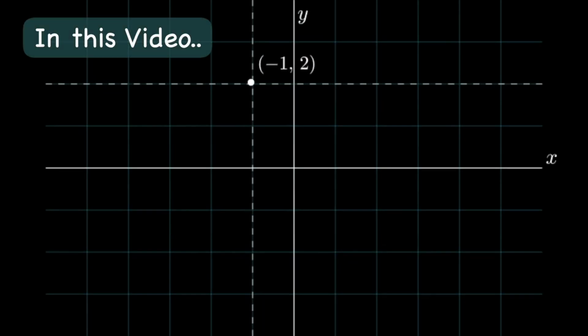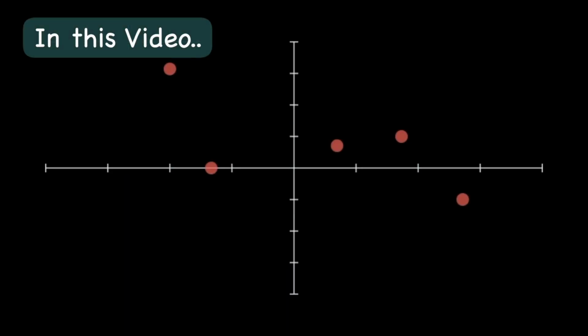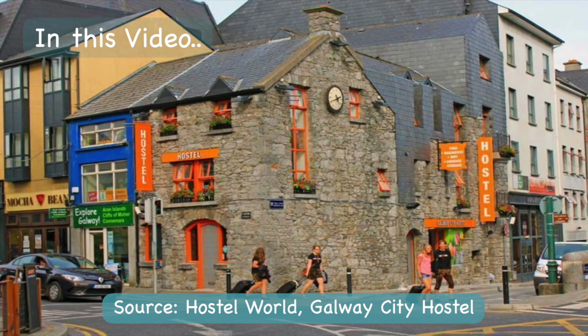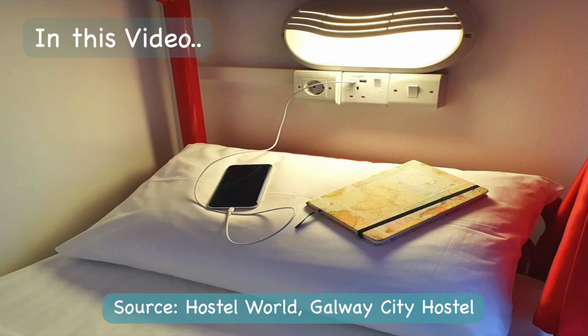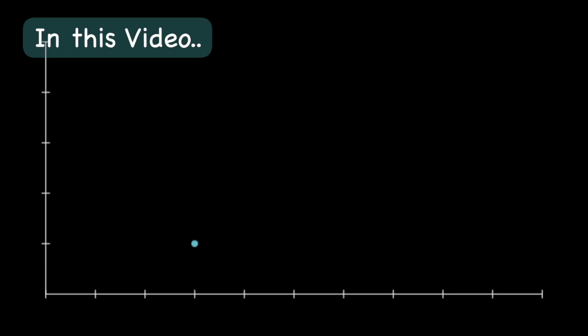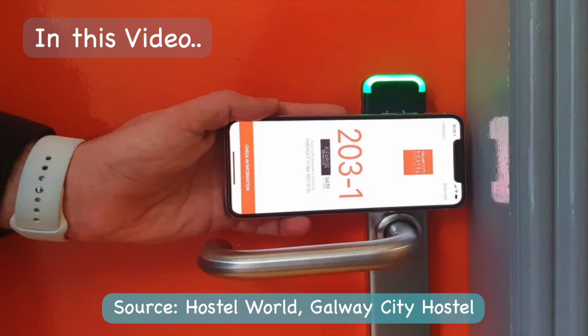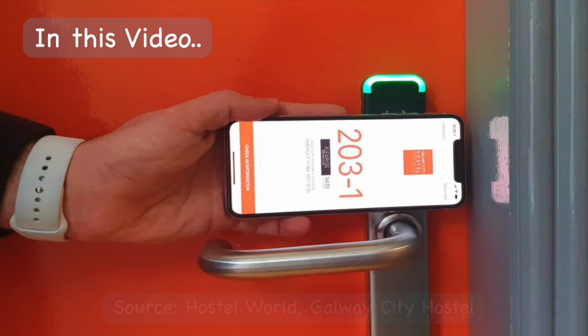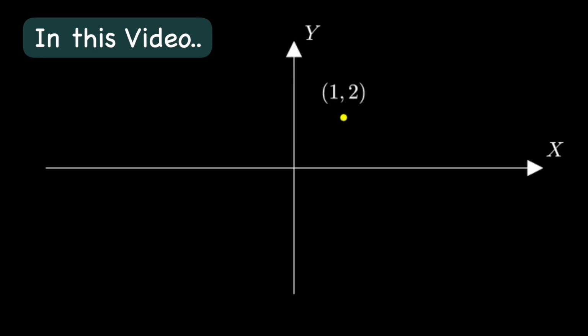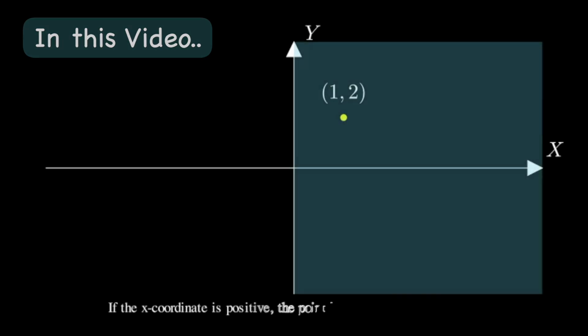How a single point in a rectangular coordinate system corresponds to an ordered pair of real numbers. Just imagine you're traveling with your backpack and trying to stay in a hostel. Your assigned spot in the hostel can be considered a point, whereas the ordered pair of your room and the following bed numbers represents the coordinates. So if a point is positive, the point will be located to the right of the y-axis.